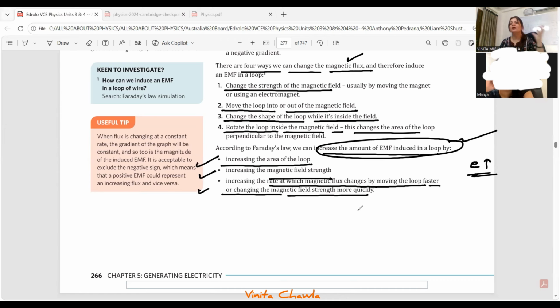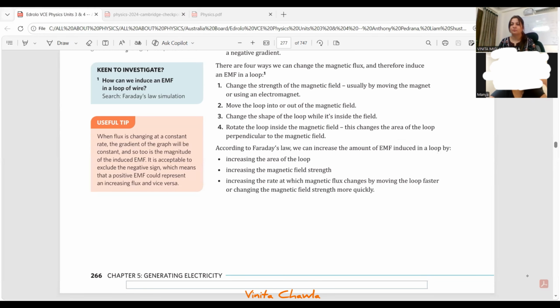Because if we move the loop faster towards or away from the coil, we are changing the magnetic flux at a faster rate and more EMF will be induced. Or we can change the magnetic field strength quickly so that the field lines will change accordingly and more EMF will be induced in the coil. I hope this part is clear. You can ask the doubts. Yes, it's clear.